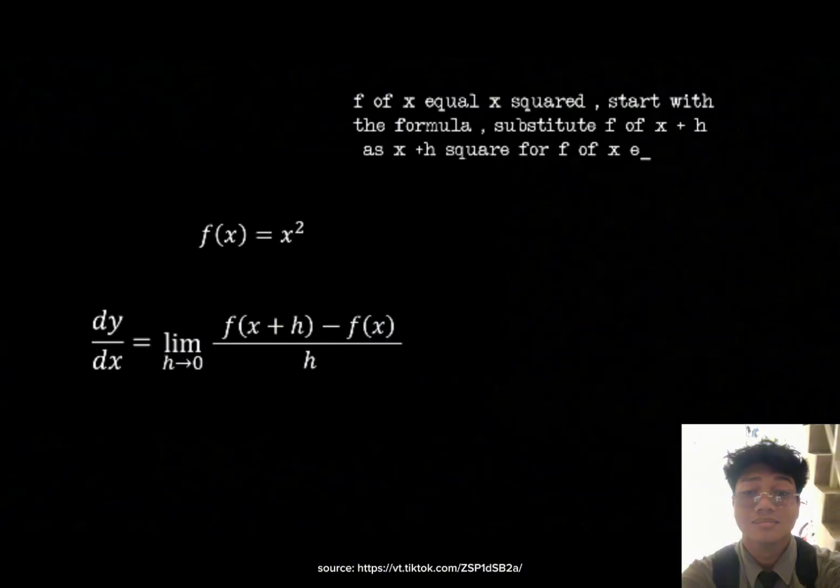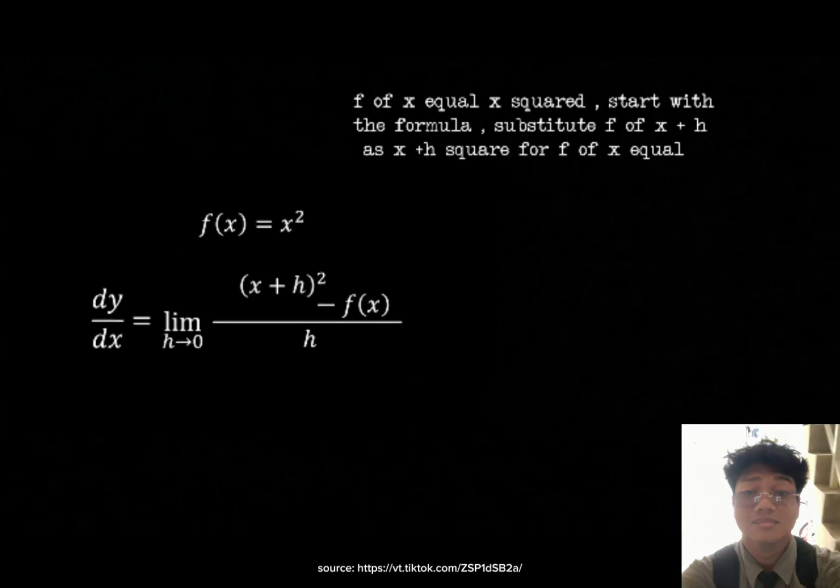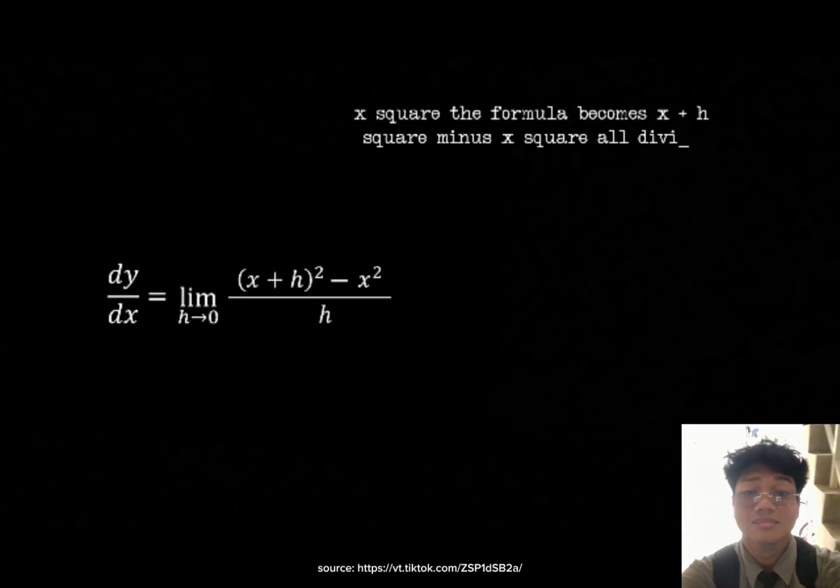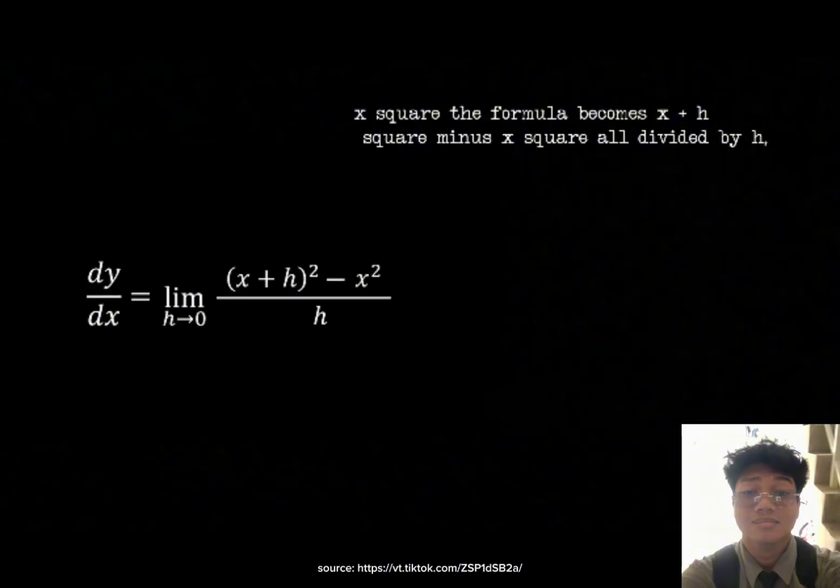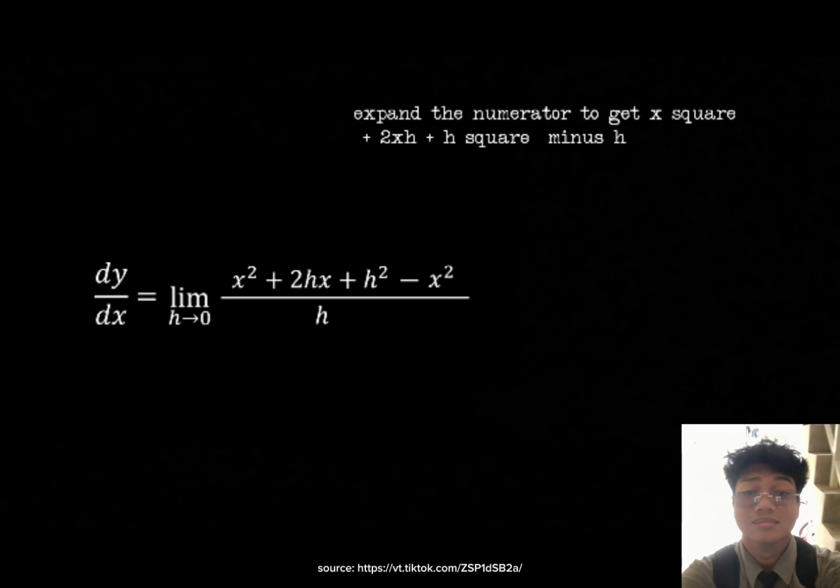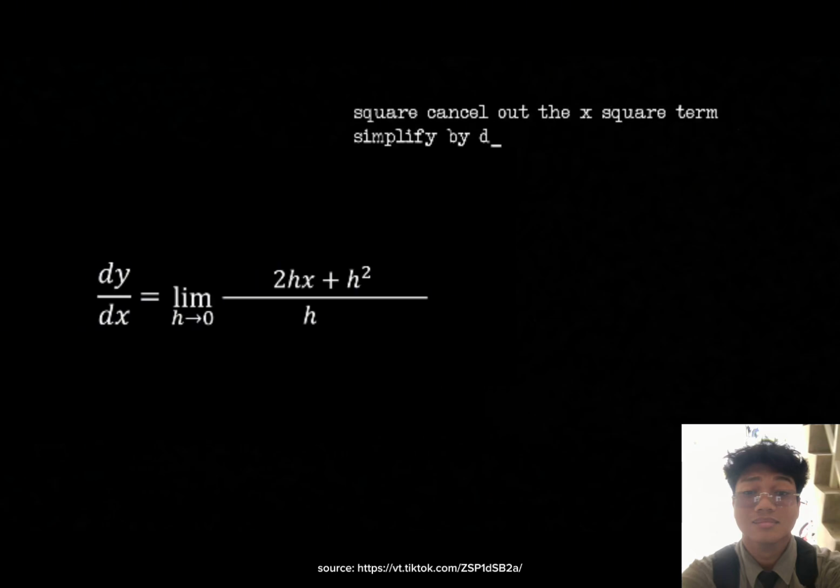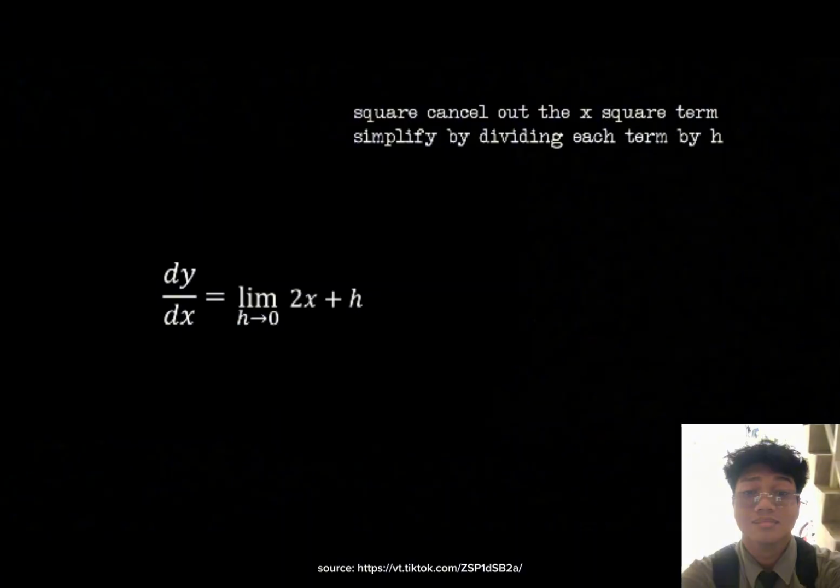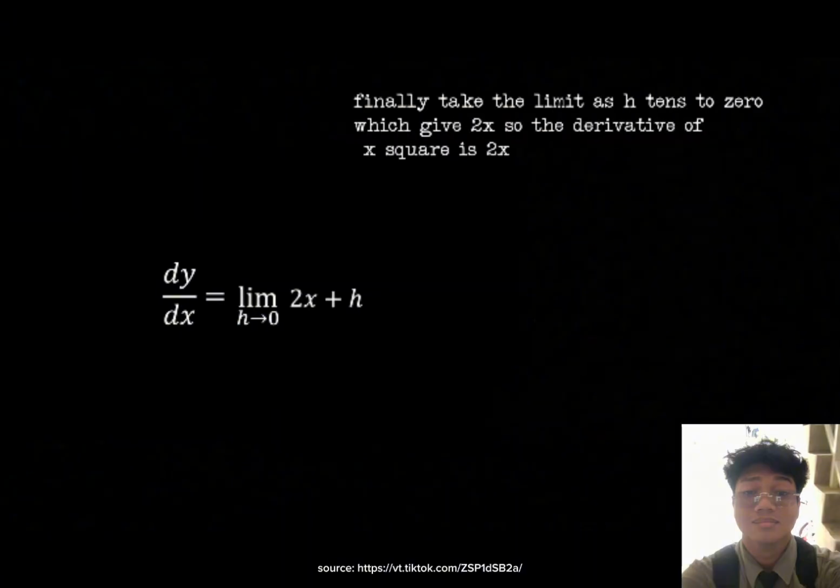f of x equal to x squared. Start with the formula, substitute f of x plus h as x plus h squared, and f of x as x squared, all divided by h. Expand the numerator to get x squared plus 2xh plus h squared minus x squared, where the x squared terms cancel out. Simplify by dividing each term by h. Finally, take the limit as h goes to 0. This gives 2x. The derivative of x squared is 2x.